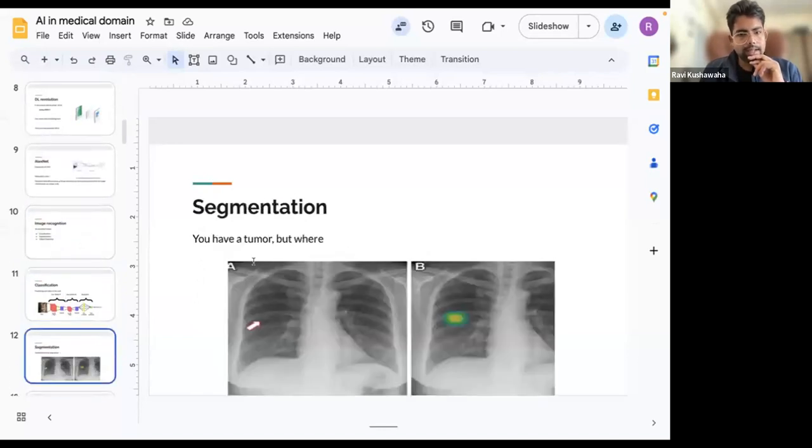But let's say you have a tumor. This scan contains a tumor that the doctor has diagnosed, but where exactly is that tumor? How to localize it? So we need something called segmentation.